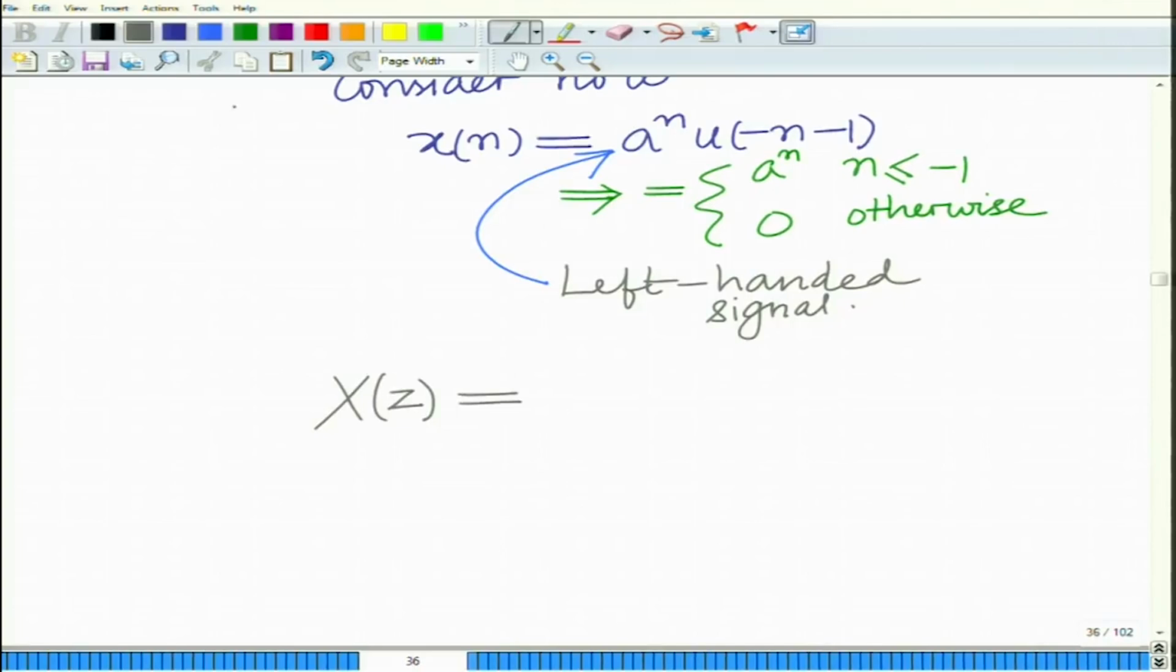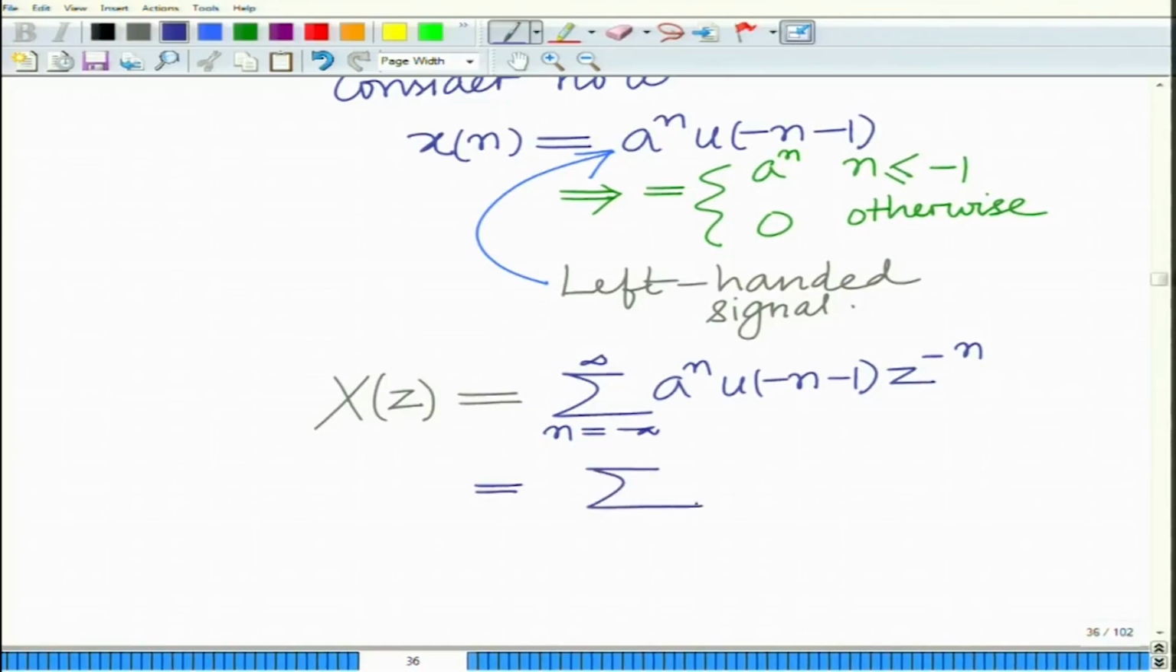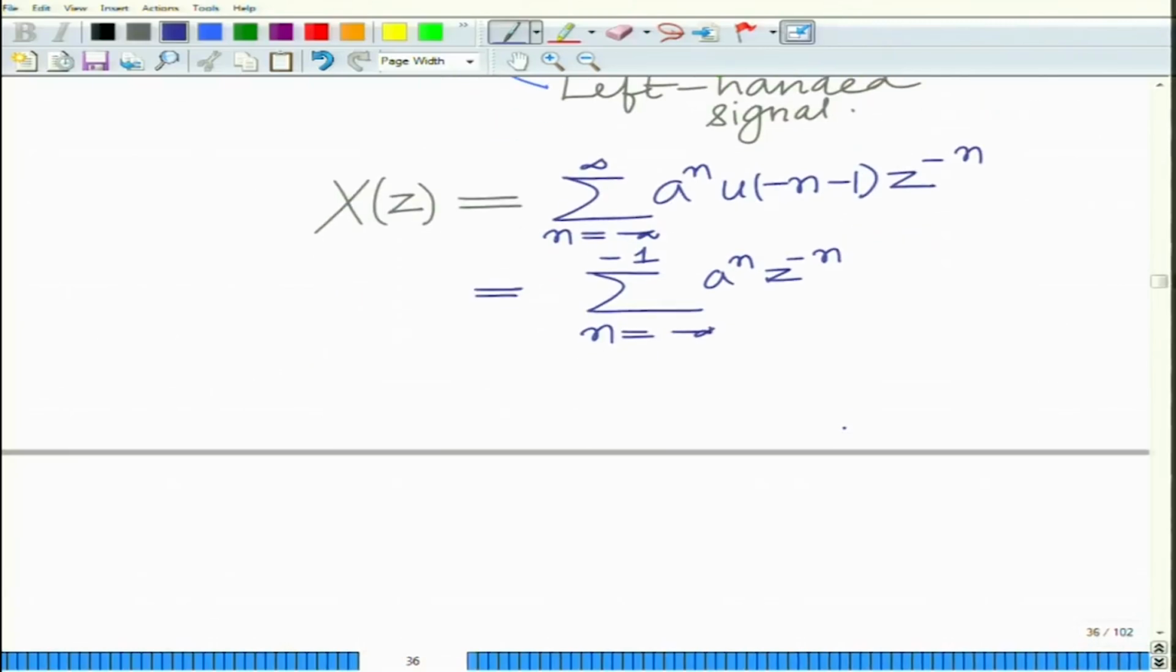Now, if you look at the z transform of this, X(z) is the summation n equal to minus infinity to infinity of u[-n-1] z raised to minus n. Now, this is non-zero only for n less than or equal to minus 1. So, this is the summation n equals minus infinity to minus 1 of a raised to n z raised to the power of minus n.